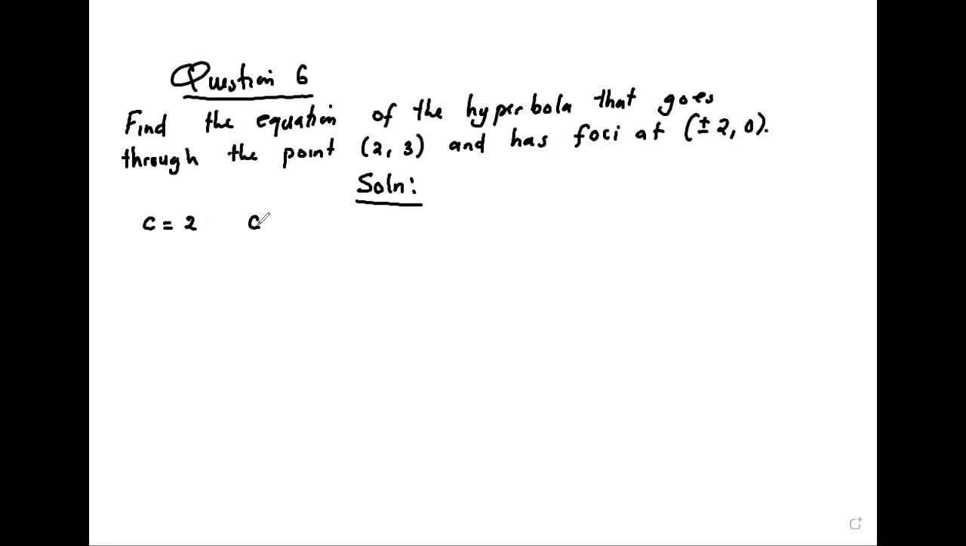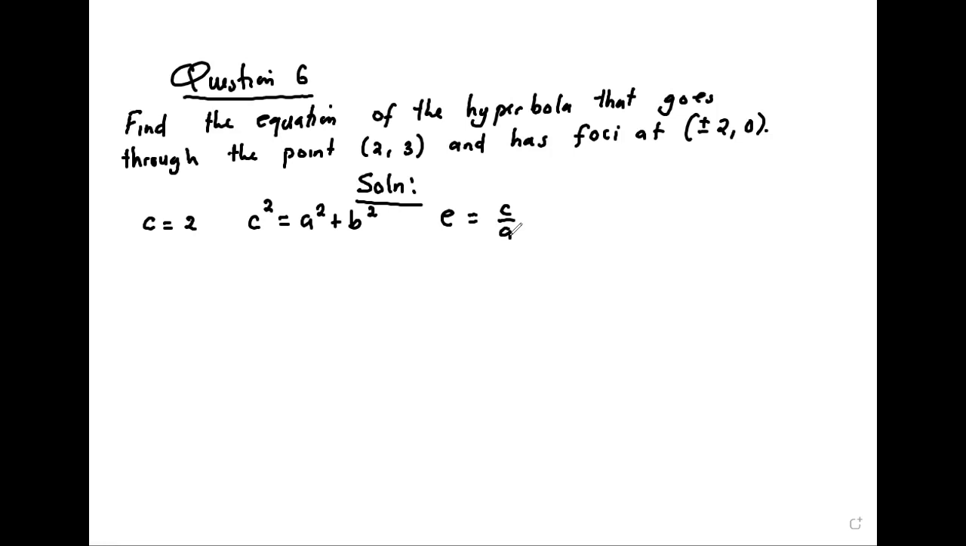So we'll have c squared equal to a squared plus b squared. We know that this is the equation for c squared if you are given the hyperbola. We also know that the eccentricity is given by c over a. That's another known equation.